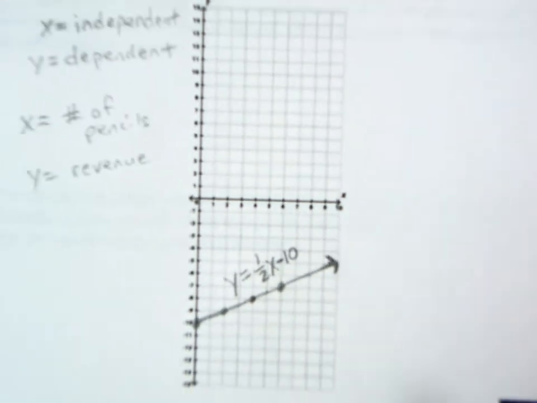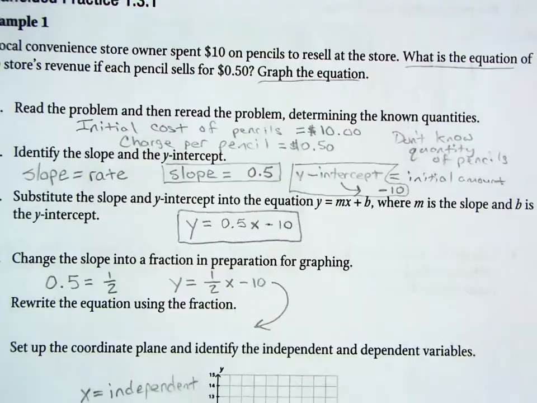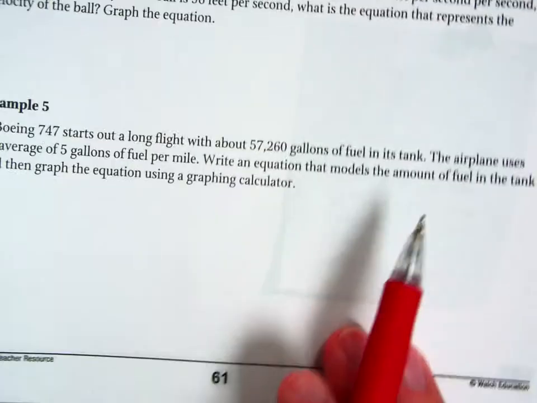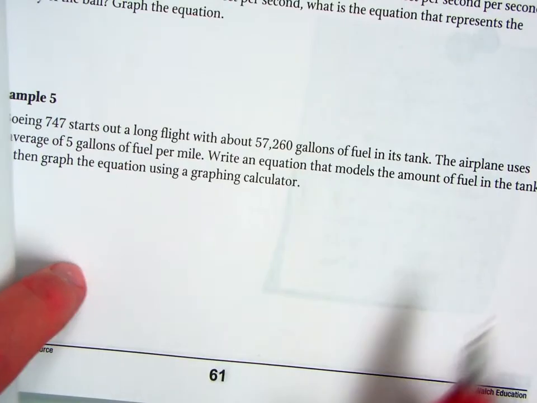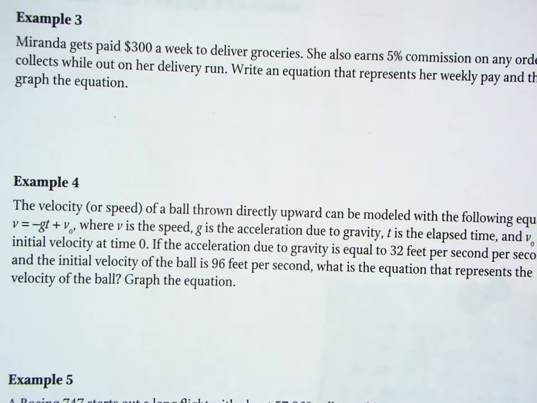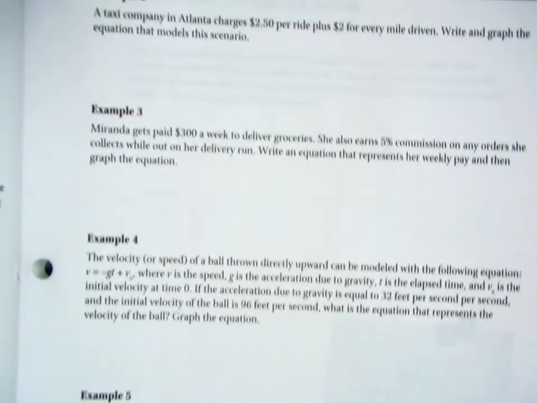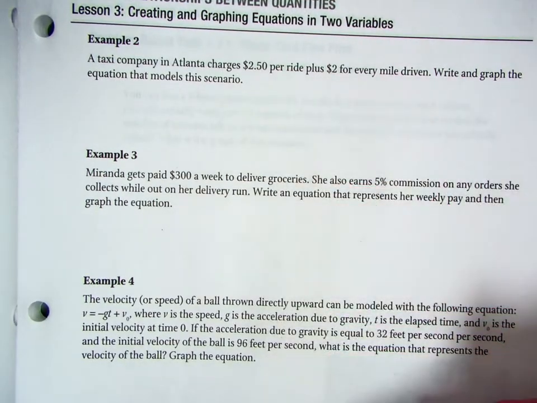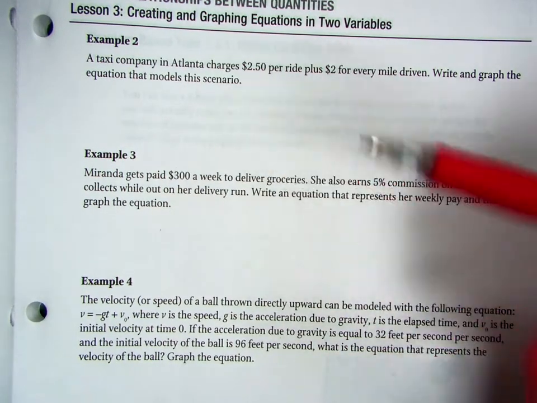1/2 x minus 10. And that line represents the scenario that we've done. That's a long explanation, and you're going to get faster and faster the more you practice that. And I'd like for you to practice today. This is page 61. I'd like for you to practice these 4 examples here, starting with example 2. See if you can do the same steps that we just did.